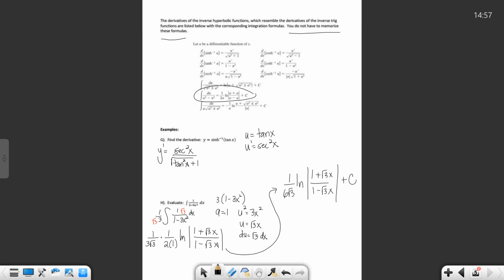plus c. And that's, if you look in the back of the book, what they did, they have rationalized this, and they got, let me rationalize it real quick. They would have done square root of 3 over square root of 3. So they got square root of 3 over 18 natural log absolute value of 1 plus the square root of 3x over 1 minus the square root of 3x. And if you want to reverse that order and do x on the square root of 3, that's fine too. I would be okay with either one of these answers in your homework if you have one of these. If you don't rationalize it, I'm okay with that. Alright, so make sure that you do go and practice some.